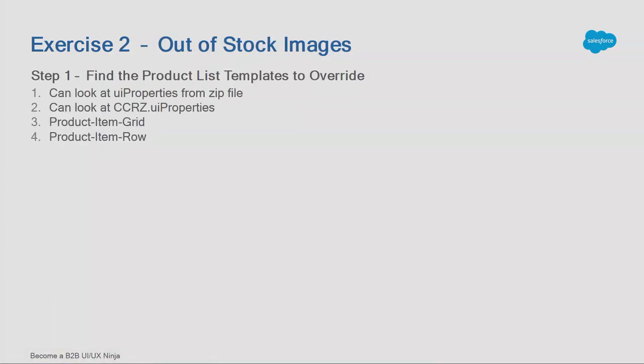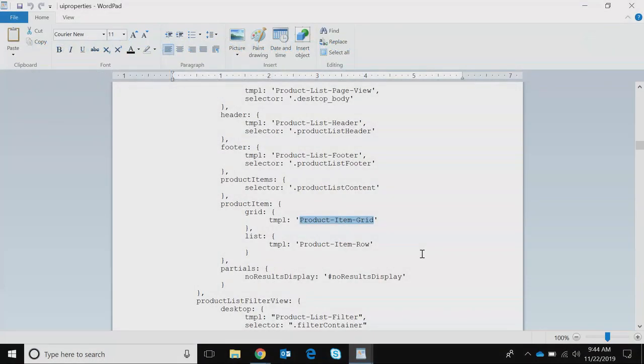All right, so I'm going to switch back over to Ryan's screen so you can see what we're doing here. Just like we did with the last exercise, our first step is to find which handlebar templates we want to override. We're back in UI properties, and we're going to override two different templates for this exercise. Number one is the product item grid, and number two is the product item row. B2B Commerce offers two product list views out of the box, the grid view and the row view for the product list, and we're going to do both for this exercise.